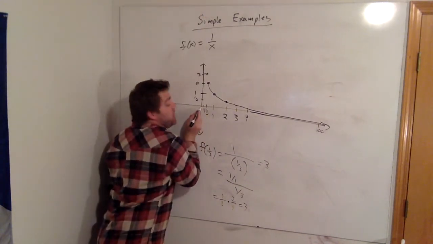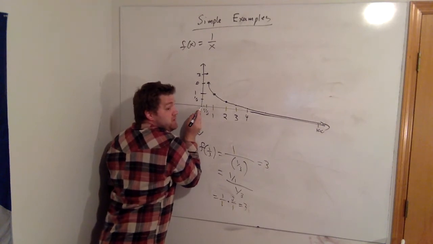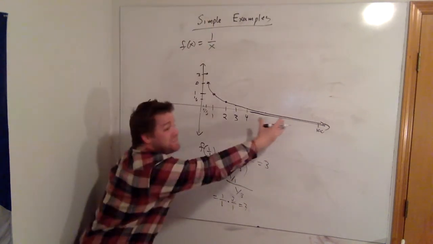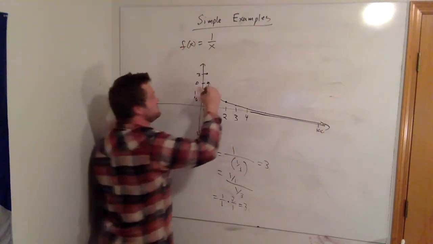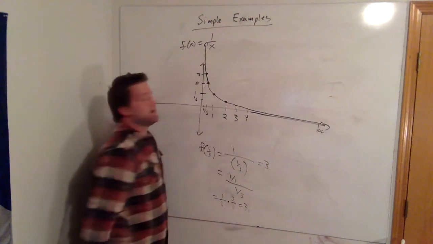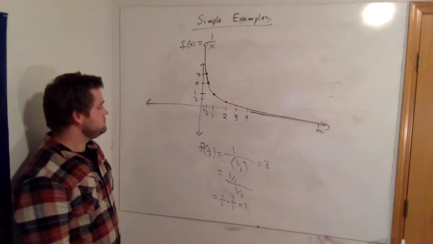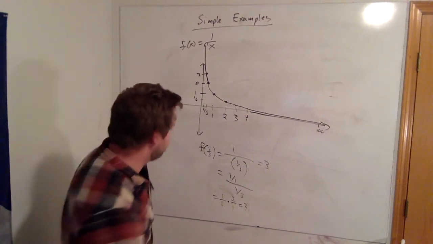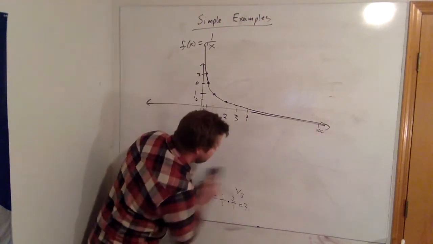If I plug in 1/1,000,000th, I'm gonna get 1,000,000. This graph is gonna explode as I get closer to 0. This graph is gonna get closer to 0 as I get closer to infinity. Now, this is what the right side of the graph looks like. But what would the left side look like?